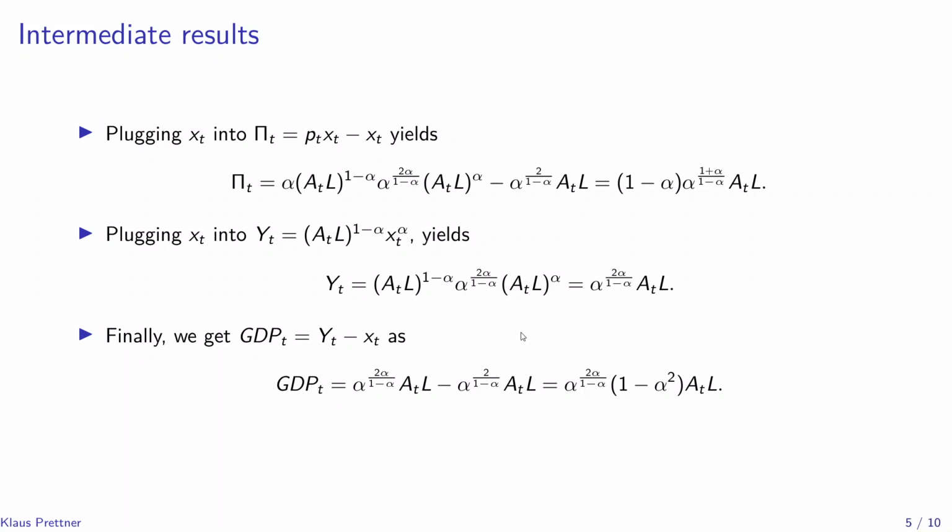The important point to notice now is that L is constant and we have here a constant term. So we immediately see that the growth rate of output and the growth rate of GDP would be equal to the growth rate of A. So the growth rate of productivity determines again the growth rate of output and of GDP, and since the population size does not change in the model, also of per capita GDP.